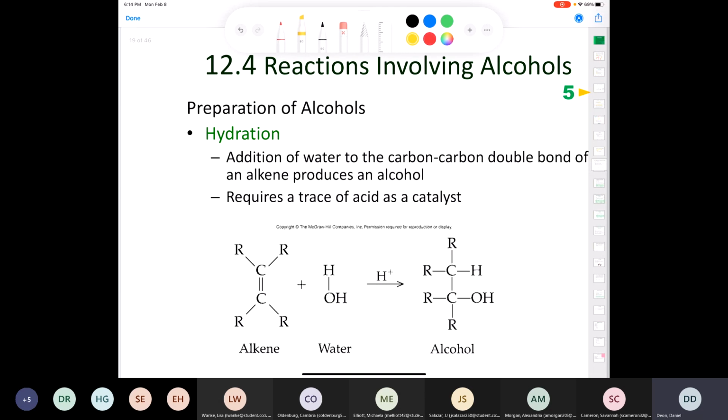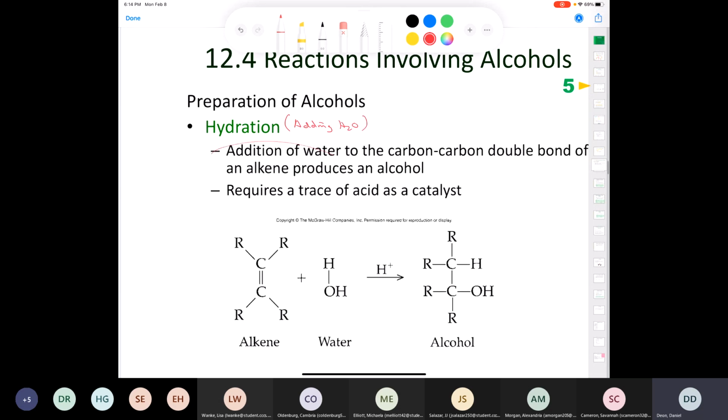It's exactly what it sounds like, right? Hydration must be adding H2O, right? You're dehydrated. What do you do? You add water to yourself. So hydration is adding water. What do you add it to? You add it to an alkene. So you start with an alkene, you add water, and you get an alcohol. The only other thing you need to make this reaction happen is H+.